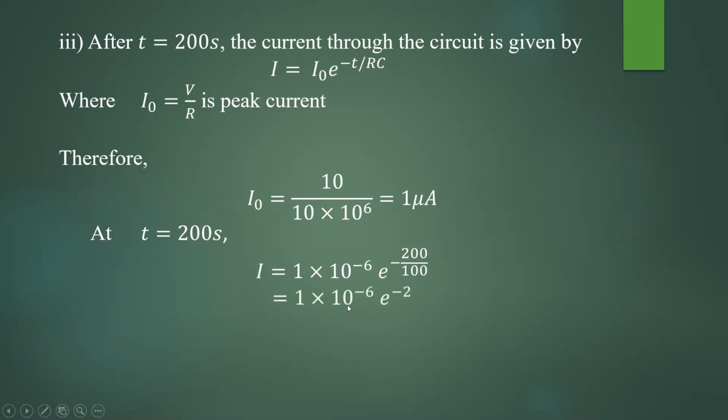So it is 1 into 10 to the power minus 6 into e to the power minus 200 by 100, that is e to the power minus 2. Can you calculate this e to the power minus 2? So have you got e to the power minus 2 is equal to 0.135?